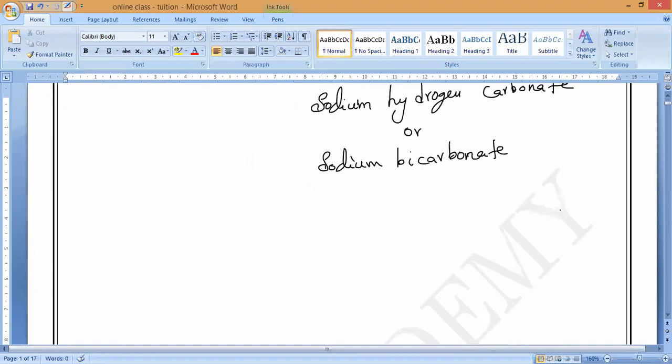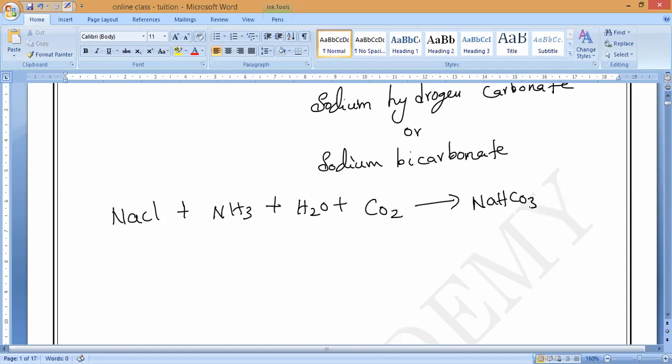Now, if you come to the production method of this one, what is the chemical reaction? NaCl reacts with ammonia plus water plus carbon dioxide, giving NaHCO3 plus NH4Cl, ammonium chloride. So this is the reaction.